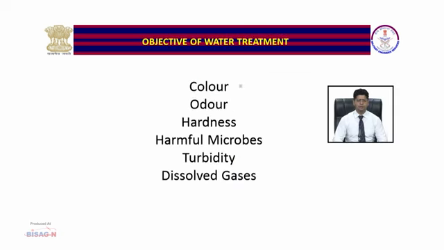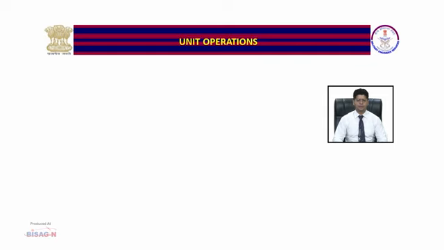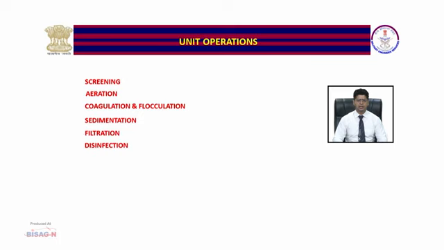Aim of water treatment is to remove color, odor, hardness, harmful microbes, turbidity, dissolved solids and make it suitable for various purposes like drinking, industrial use, etc. The various unit operations in process of water treatment include screening, aeration, coagulation and flocculation, sedimentation, which is also known as settling or clarification, filtration, disinfection, softening, that is hardness removal, deferrization, that is iron removal, defluoridation, and water conditioning.